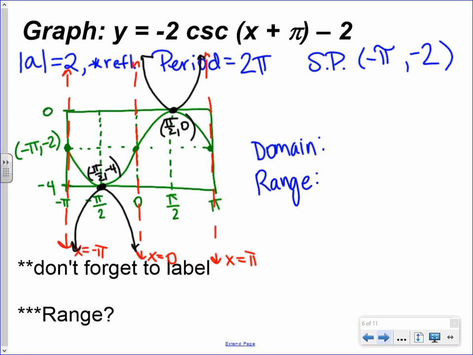Range, so you can't get an asymptote again for... Remember, Nick, this is how you know.